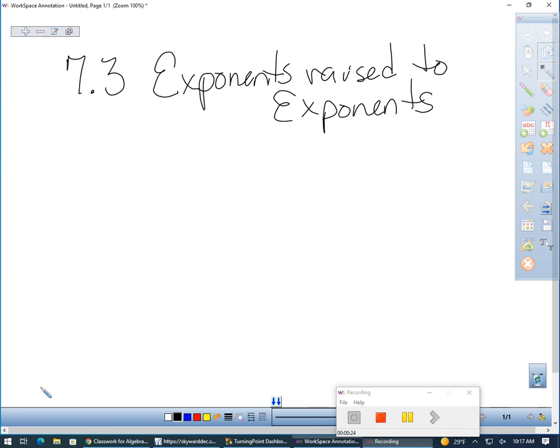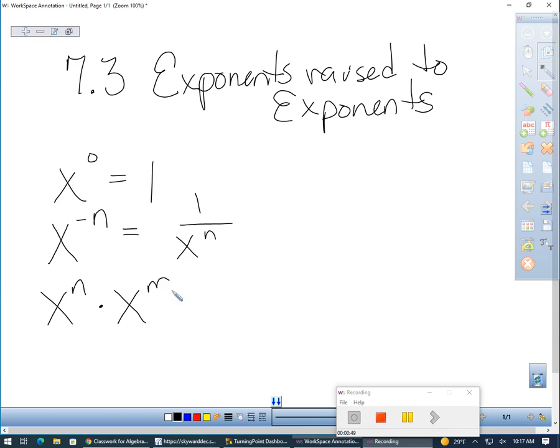So, very quickly, I'm going to remind you about our other rules, right? If we have x to the 0, that equals 1. Very good. If I have x to the negative n, we said that moves it to the bottom, and your exponent becomes positive. If we had x to the n times by x to the m, we kept the same base, and we added our exponents, right?